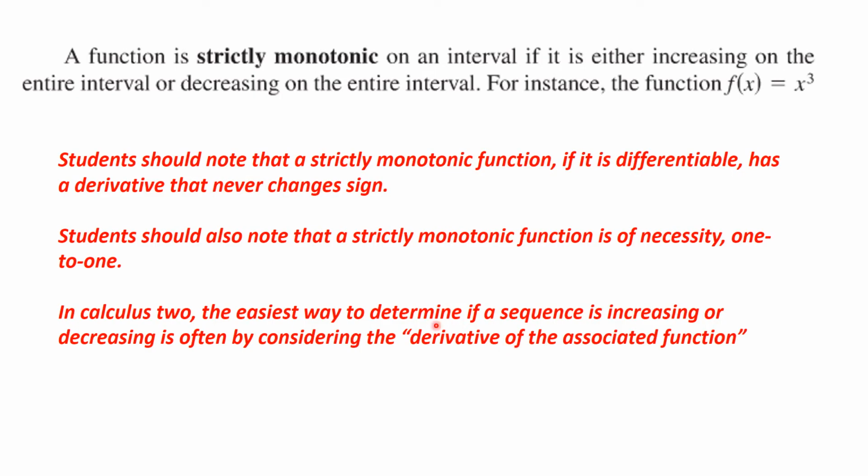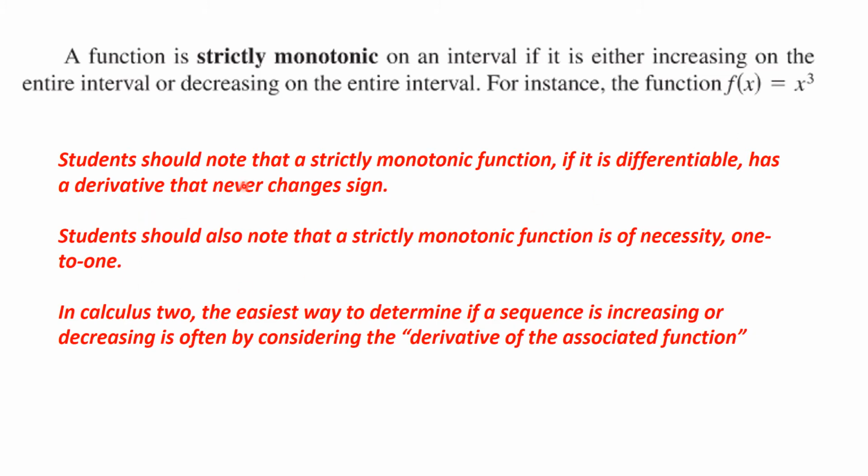We have some more definitions. A function is called strictly monotonic. Monotone, for example, means I'm speaking in the same tone all the time, and so monotonic means same direction, same rate of change on an interval if it is either increasing or decreasing on the entire interval. Okay, so for example, this one is increasing on the entire real number line.